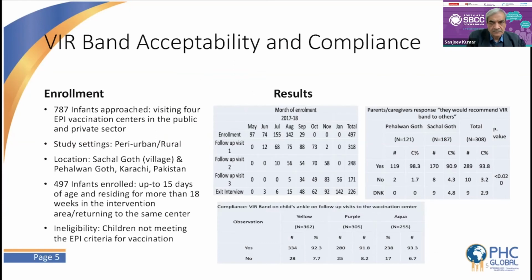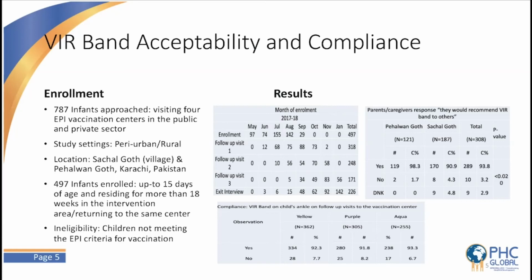I will not go over all the results of our study. On page 5, I would like to share with you the key findings of the VIR band acceptance and compliance. Our team approached every parent coming to the vaccination center for the first dose of vaccine for their child. According to the selection criteria, 497 infants were enrolled to receive the yellow VIR band. Each child's record was updated on subsequent visits and enrolled to receive the follow-up bands. Every child was followed for 18 weeks, and the parents were requested for an exit interview after receiving the third or the green VIR band.